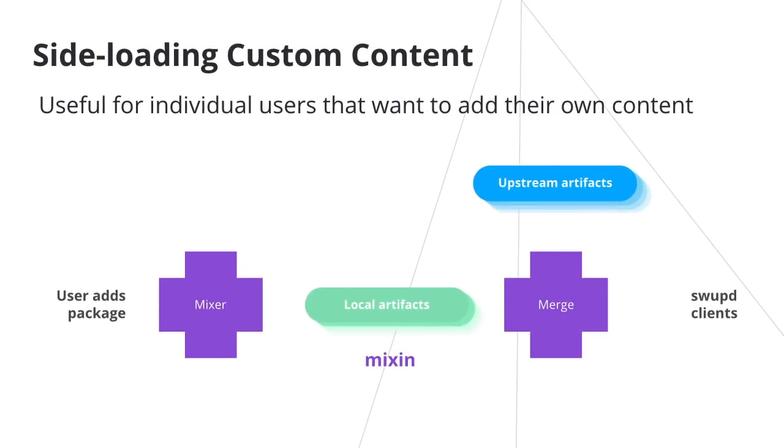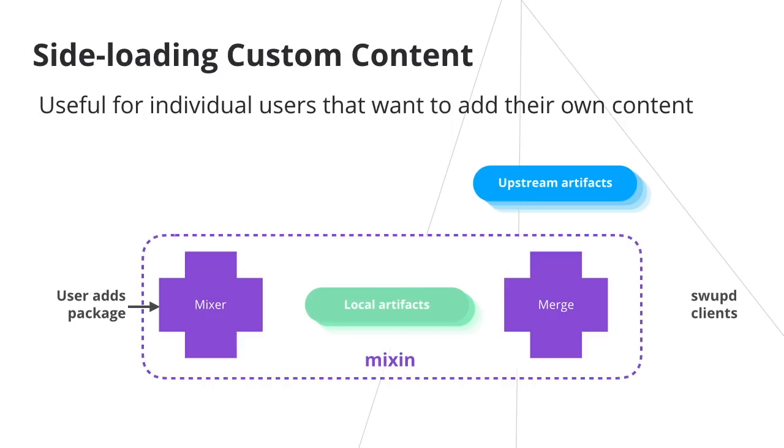If a user does not want to do the work of hosting their own Clear Linux derivative, they can use a wrapper tool called Mixin, which creates a minimal local mix on the client system. The artifacts from this local mix are merged with the artifacts from upstream Clear Linux, allowing the client to continue receiving updates from upstream while keeping their side-loaded custom content intact.